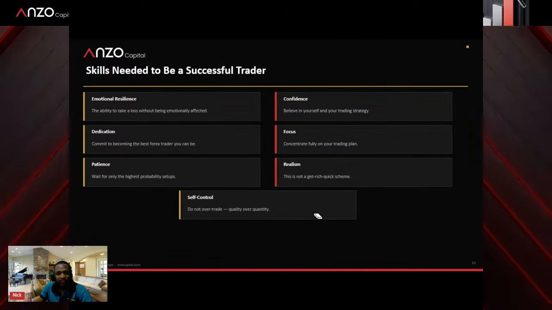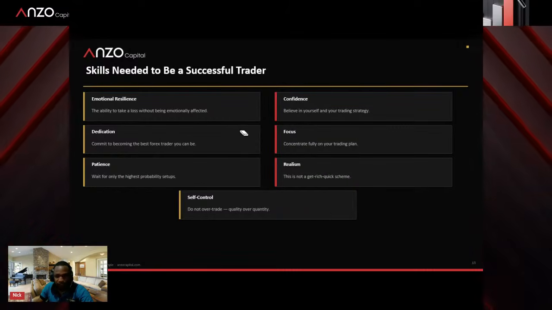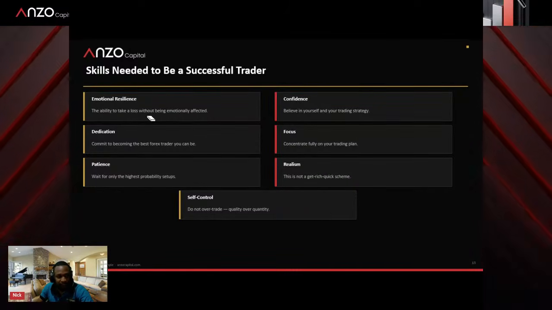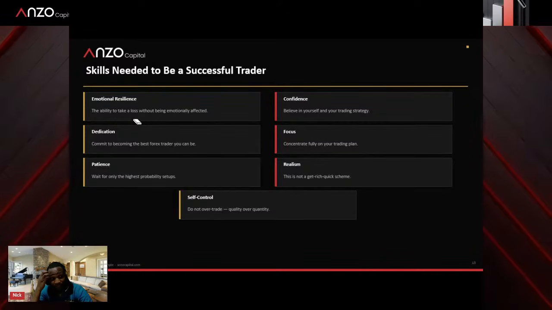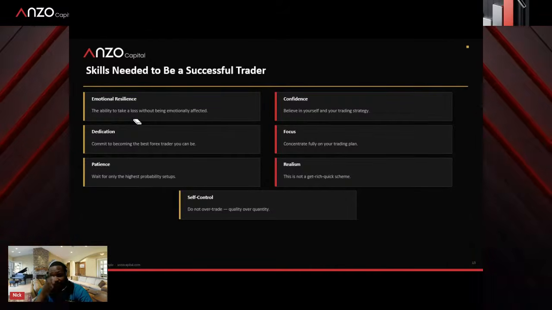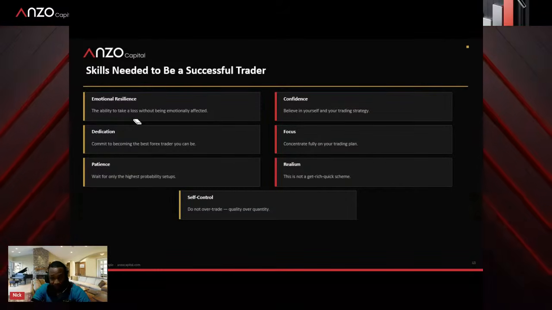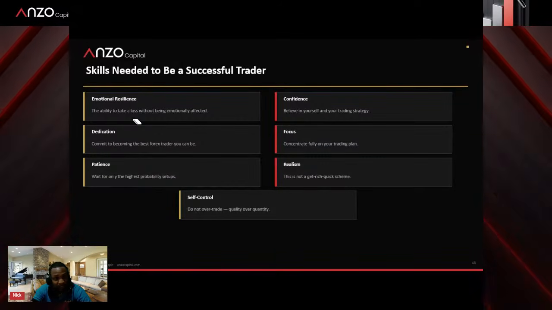Now, what are the skills needed to be a successful trader? Number one, emotional resilience. You need to be able to control your emotions. You need to have the ability to take a loss without being emotionally affected. I mean, lose a trade, but don't lose your head. You can lose a trade, but get yourself up, and you'll be good.